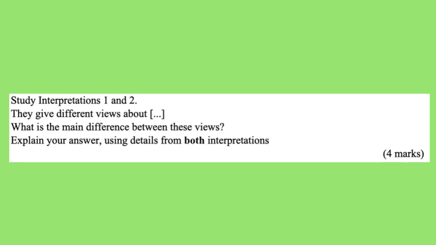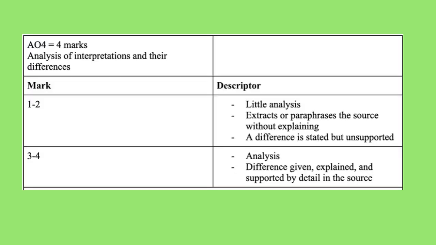It will ask you to study interpretations 1 and 2. It will then say that they give different views about a particular topic. What is the main difference between these views? Explain your answer using details from both interpretations, and this will always be for 4 marks. All 4 marks here are awarded for AO4, which is for your analysis of interpretations and their differences.